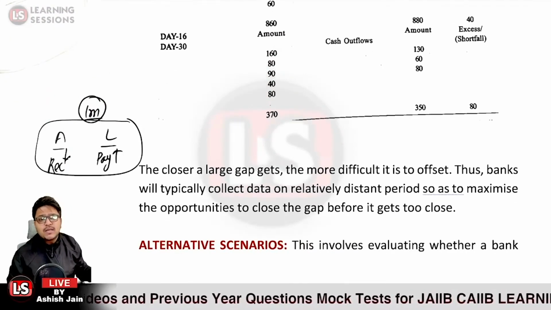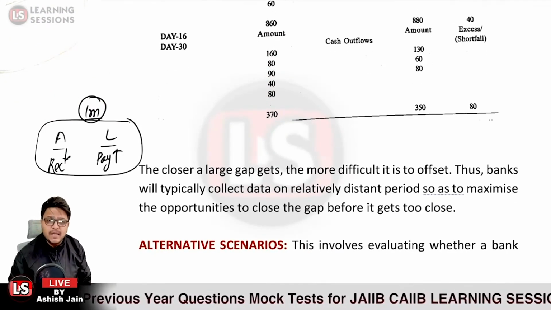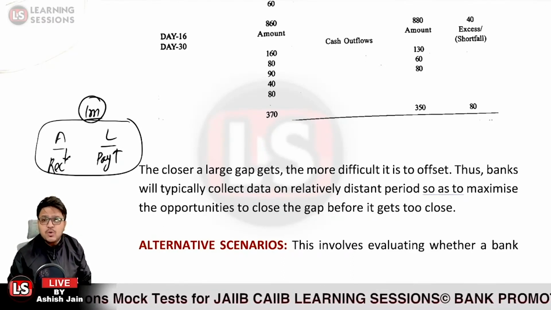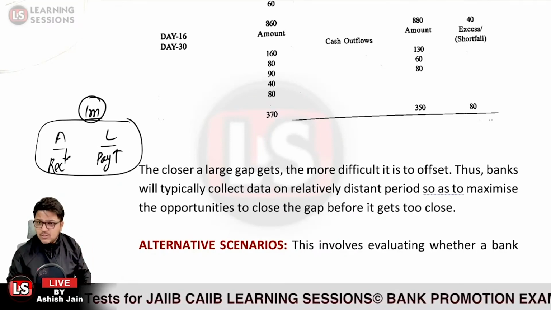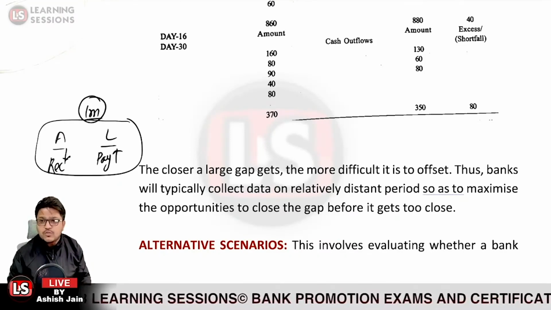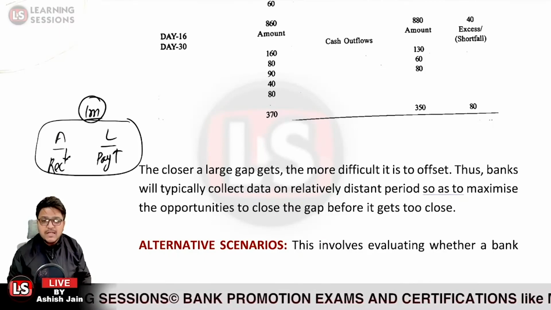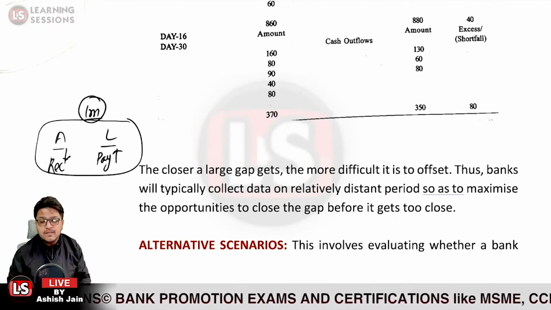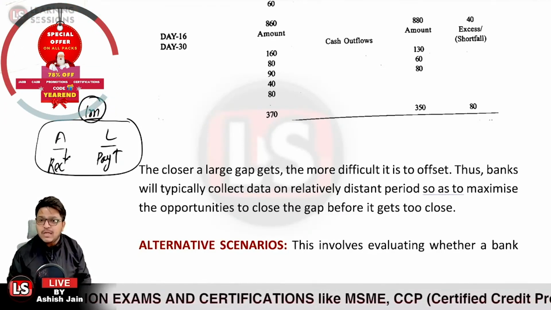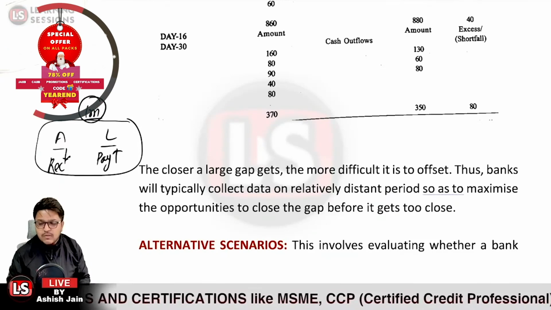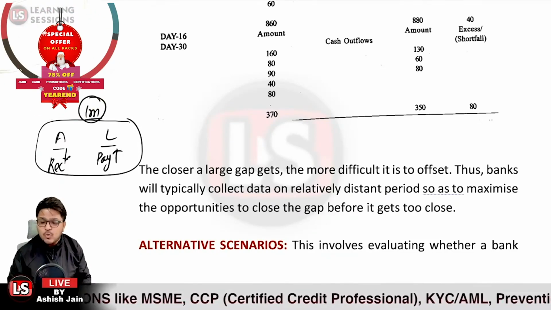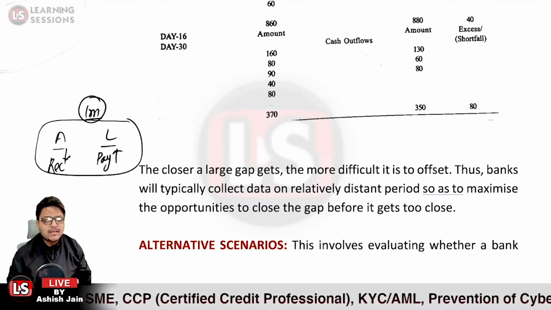The closer the gap, the larger the gap gets, the more difficult it is to offset. If you are looking at a gap that is going to be due on the very next day, the more difficult it will be for you to manage the funds, because it may be the case that you will not be able to get the funds at a reasonable cost. In that case, it indicates that you do not have adequate liquidity. That is the risk, that if you are borrowing the funds from the market itself, you will not be able to borrow those funds at a reasonable price. So that is related to liquidity.